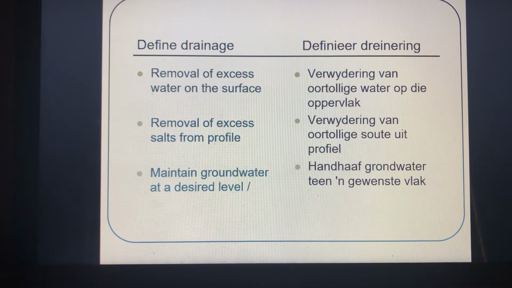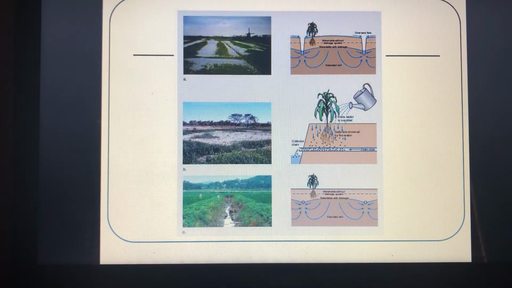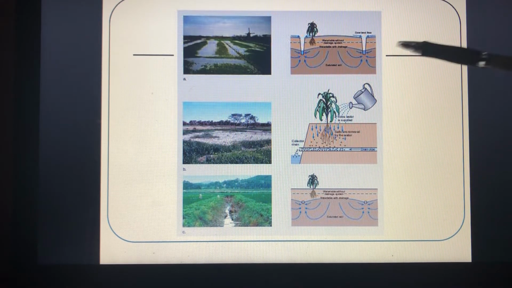Firstly, let's start by defining drainage. It consists of three aspects: removal of excess water on the surface, removal of excess salts from the profile, and then maintain groundwater at a desired level. If we look at those three in terms of sketches, you can see A at the top, there's a lot of water on the soil surface, and then if you install drainage pipes like this sketch shows over there, then that removes the excess water from the soil surface.